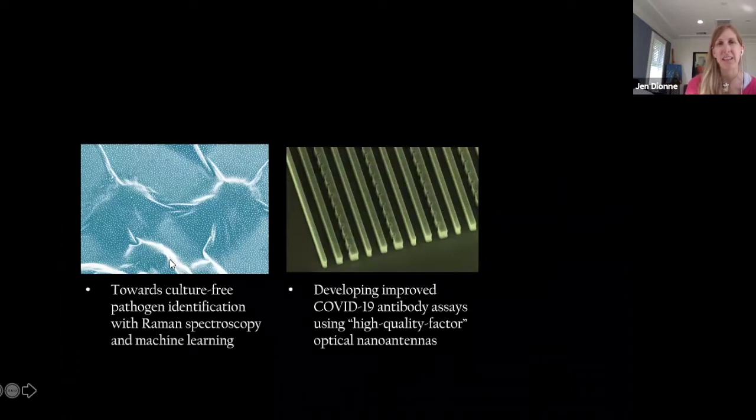Okay, so like I said, here's the quick outline. I'll aim to spend about 10 minutes on each, and then I'll tell you a little bit about how my day has been since trying to balance doing research on these and take care of our little guys. So the first part of my talk is on culture-free pathogen identification, combining an optical spectroscopy, in this case Raman spectroscopy, with machine learning. And then in the second part of my talk, I'll discuss COVID assays. We're working on both antigen and antibody assays, but in this presentation, I'll just share with you some preliminary work we have on the antibody assays using optical nanoantennas.